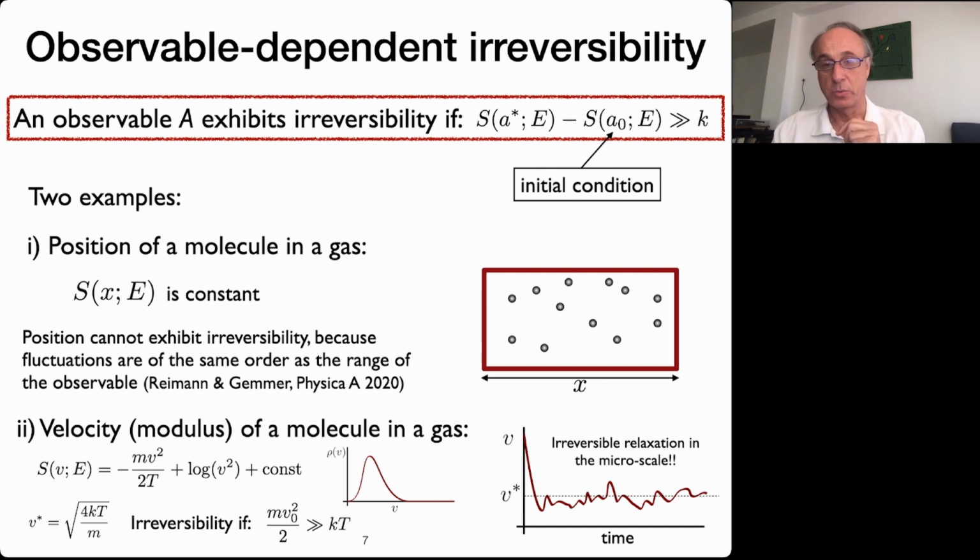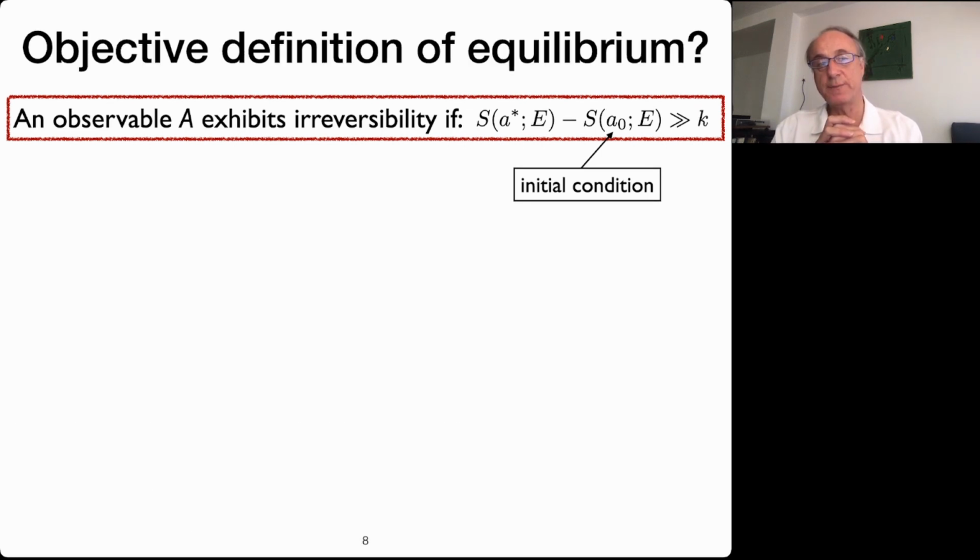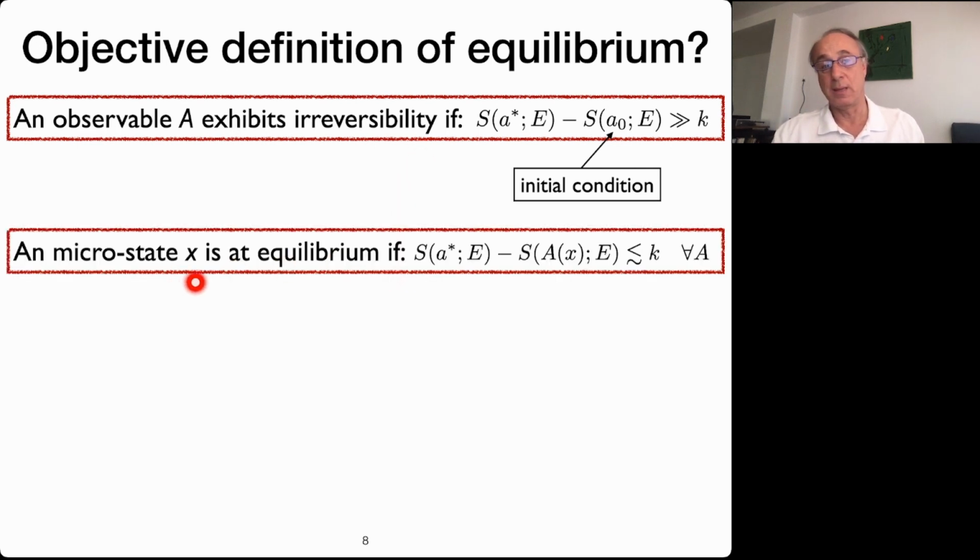Okay. So to finish this first part, we could be tempted to try to define equilibrium for microstates. We could say a system is in equilibrium if there are no observables with an irreversible behavior. In other words, we could say a microstate is in equilibrium if, for all the possible observables, the values that these observables take in my microstate are typical fluctuations. This is nice, but it doesn't work.